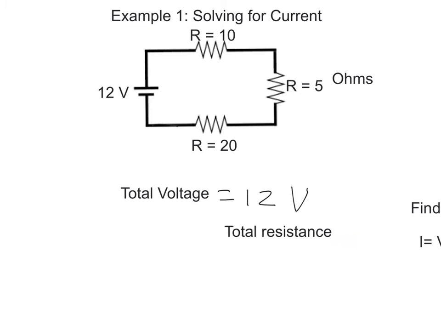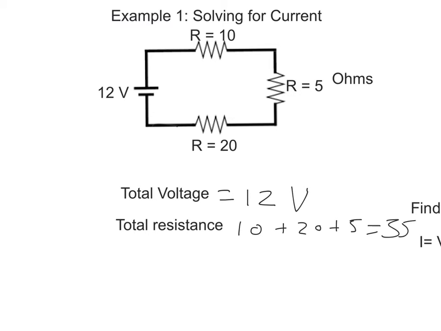Next, we need to find our total resistance. Notice we have three different resistors. And what's great about resistors in series only is that we can just add them together. So we're going to add 10 ohms plus 20 ohms plus 5, and we're going to get a total of 35 ohms. Okay?